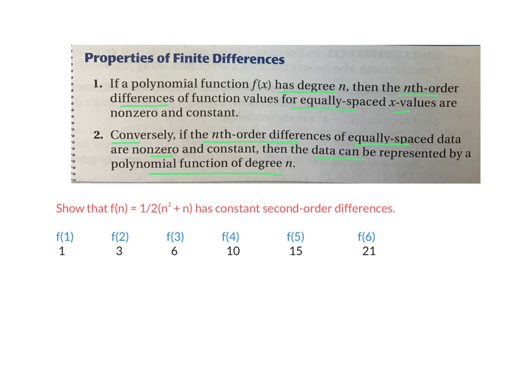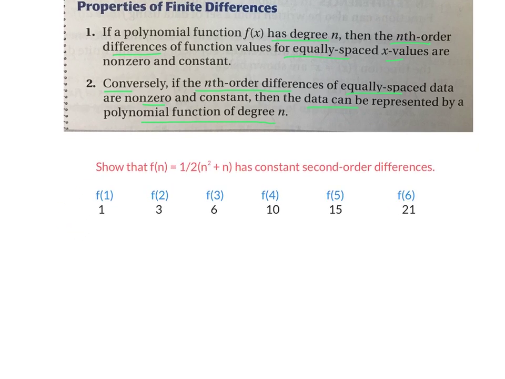Let me show an example down here on the bottom of the screen. Let me move this up a little bit. All right, so this is an n squared problem. So what I'm expecting is by the time I do the differences twice, the differences are going to be the same. So I'm going to do the differences first.